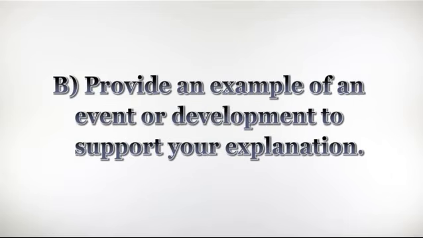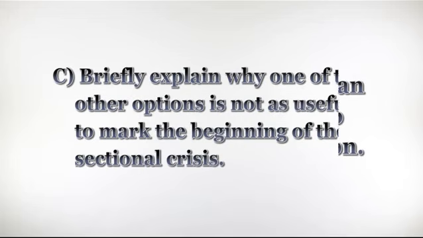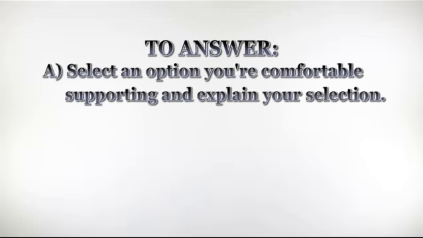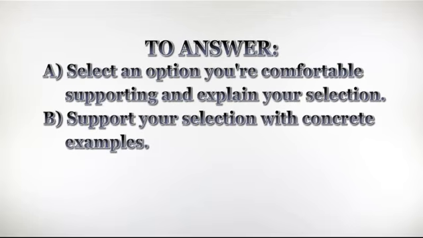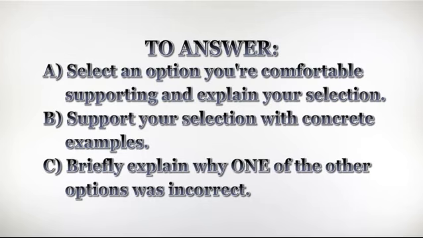B. Provide an example of an event or development to support your explanation. C. Briefly explain why one of the other options is not as useful to mark the beginning of the sectional crisis. So here's the trick. There is no correct answer. It's up to you to choose and then support your choice with a concrete example and a reason one of the other options wasn't what you chose.